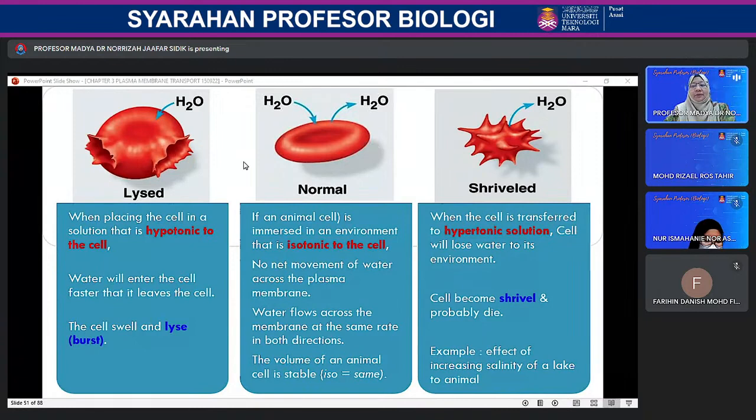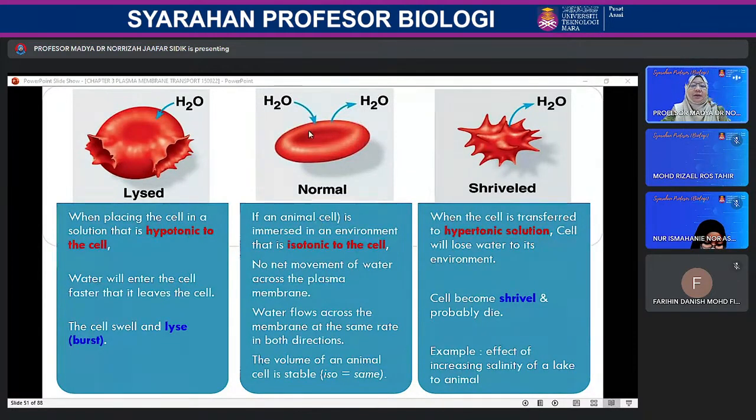For example, human cells, here the red blood cells. What happens if the red blood cell is placed in a solution that is hypotonic to the cell? Okay, hypotonic, so water will move in, enter the cell, and then the cell will swell and burst, lyse.